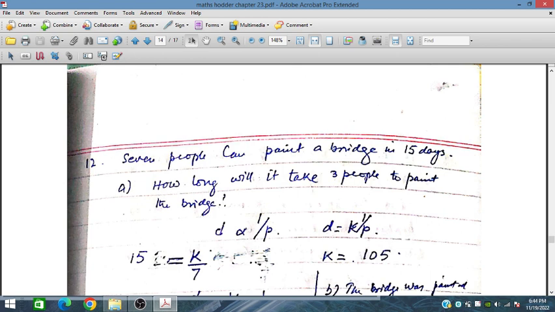7 people can paint a bridge in 15 days. How long will it take 3 people to paint the bridge? So more people will paint the bridge in fewer days. So number of persons and number of days are in inverse relationship. So D is equal to k into 1 over P. Days are 15, so we will write down 15 days, and 7 workers or people are working. So this k is equal to 105.